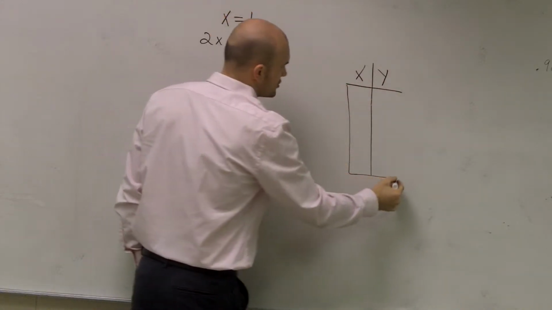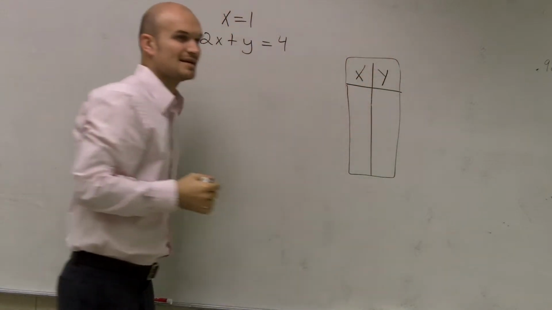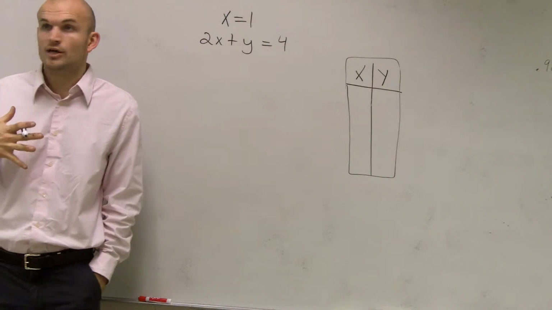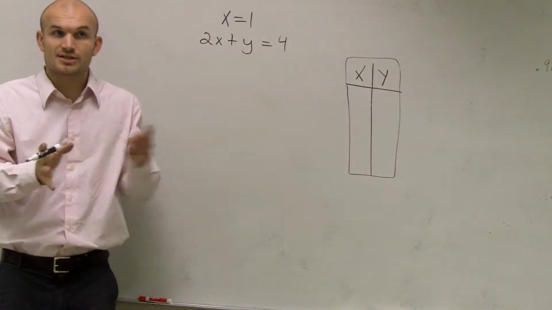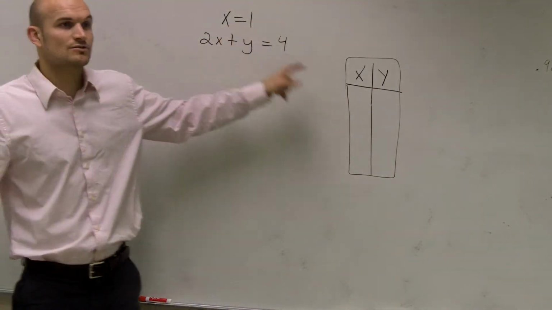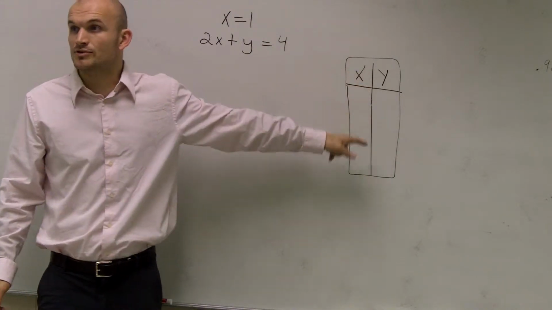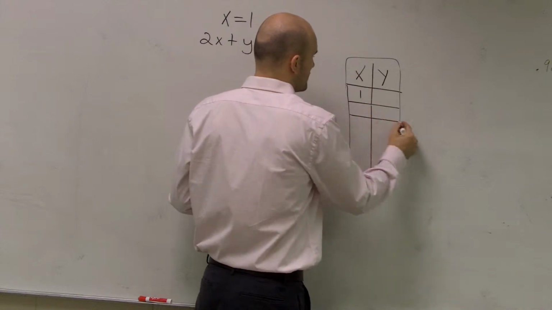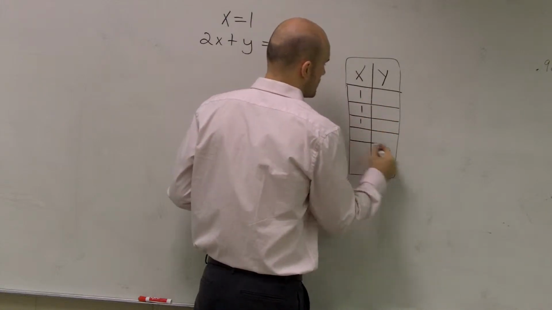So remember, guys, when I tell you to pick a table, a lot of times I just say, hey, pick whatever value for x you want and then find the value for y, right? You find your value for x, and then you plug it in. Well, if I said x equals 1, what is my value of x always going to be? 1, right? So I can't even pick another value for x because x always equals 1.